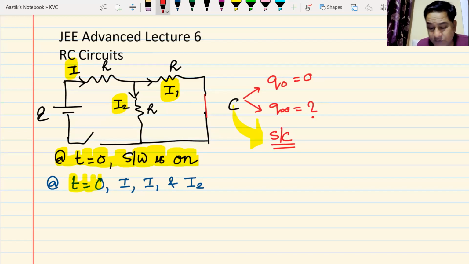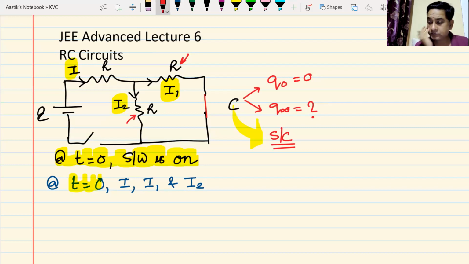And it is very easy to find out the current in all the 3 branches. This resistor and this resistor come in parallel, yes or no? Yes, sir. So it becomes R by 2. And R by 2 and R are in series. You can easily find out the value of I, I1 and I2. Yes or no?